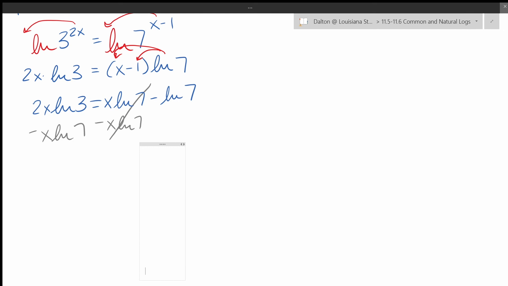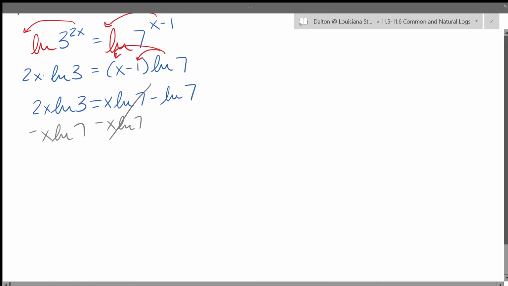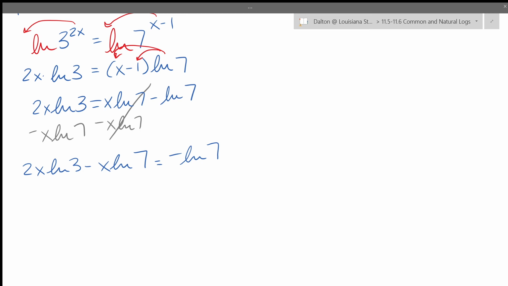And then you could factor it all in one if you're ready to go, like if you're in kind of understanding of that. Otherwise, just write out what you have. 2x times the natural log of 3 minus x times the natural log of 7 is equal to, do not forget about this negative symbol, negative natural log of 7. And then from here, we can go ahead and factor x from both sides.